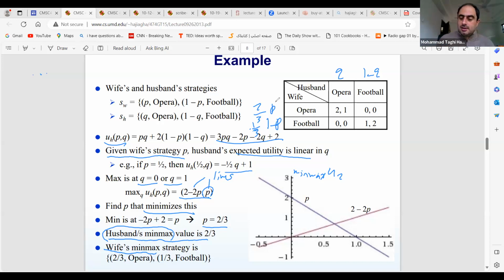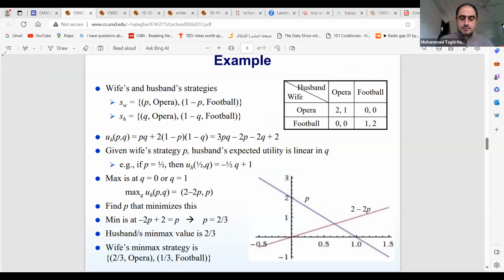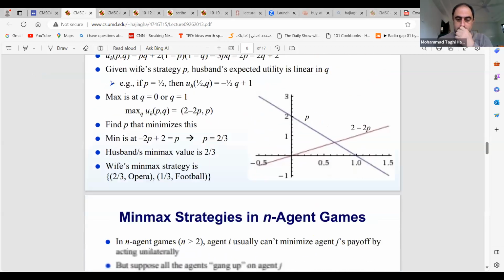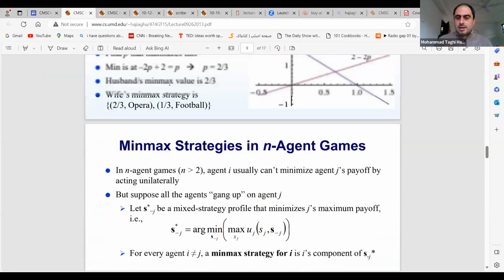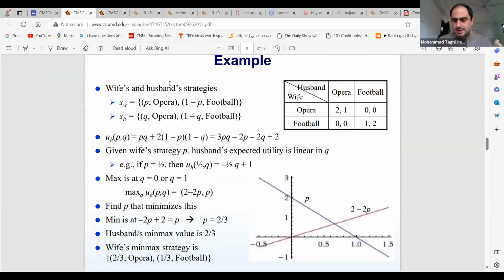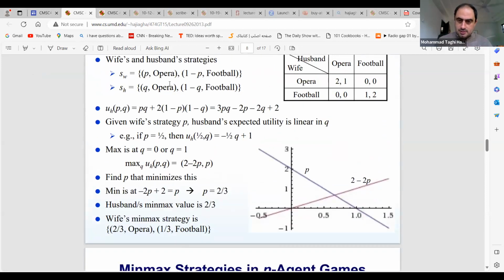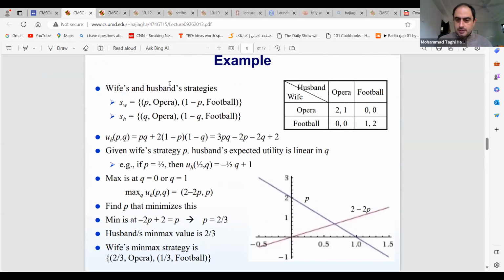So in this case, the wife is doing 2/3 opera, the one that she likes more, versus the previous case where she was doing 1/3 for Maximin. And you can compute the same thing for the husband as well. That would be the same as the Nash that we discussed. It means 2/3 football and 1/3 opera.